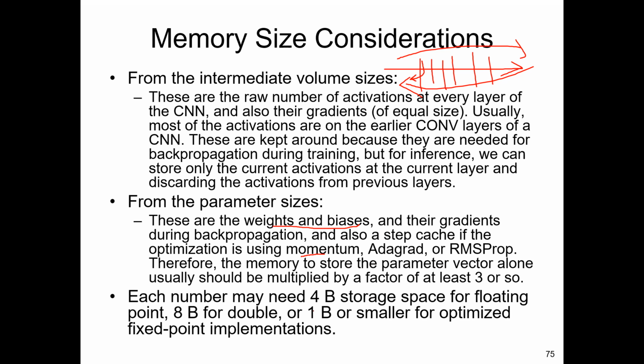So suppose every number needs 4 bytes of storage for floating point, 8 bytes for double, or 1 byte or smaller for optimized fixed point implementations. And then you can get a rough estimate of the memory size you need for either training or inference.